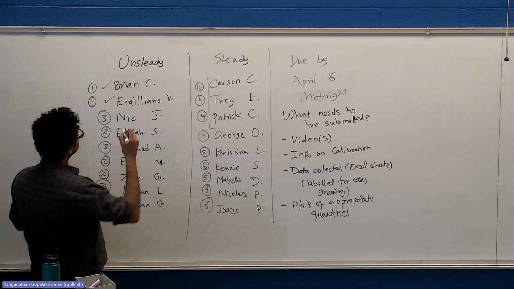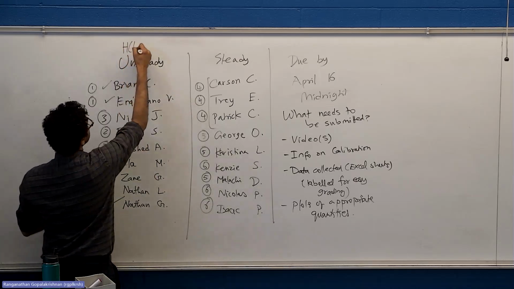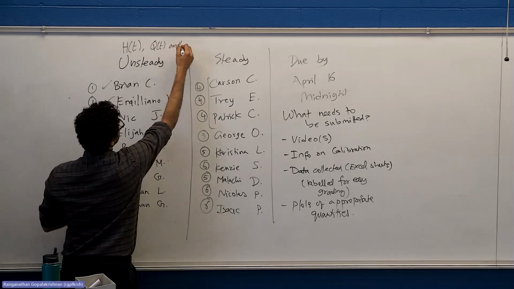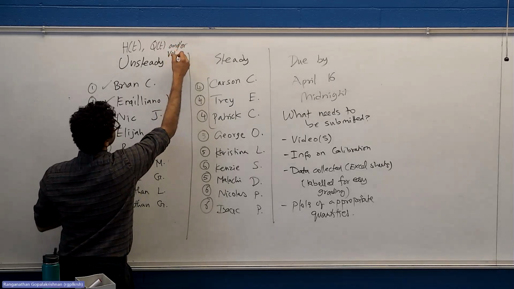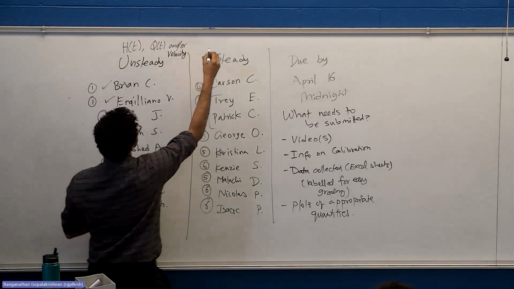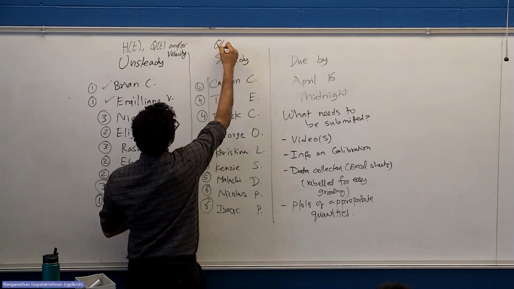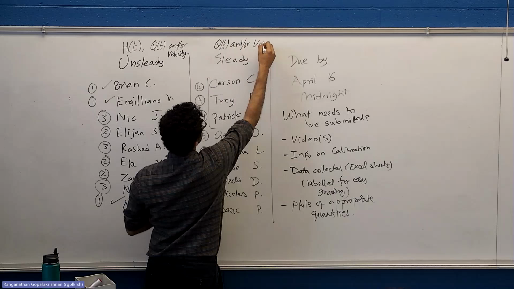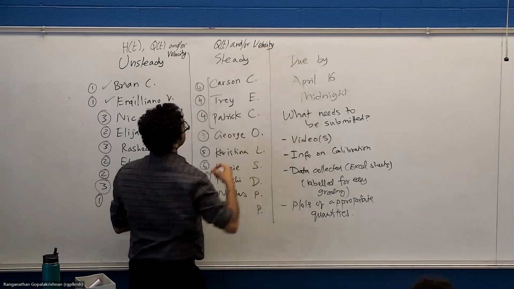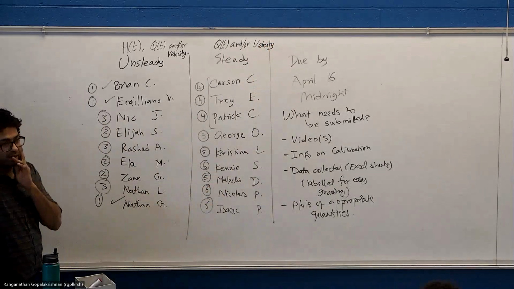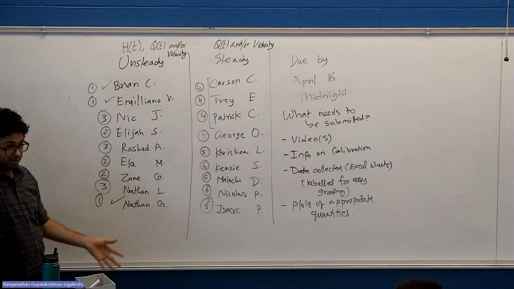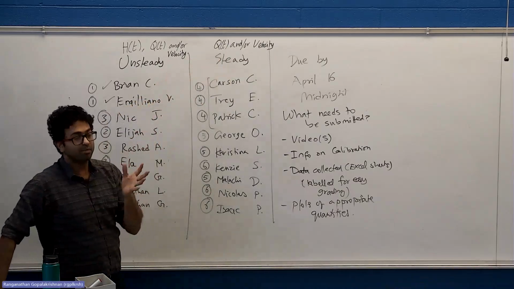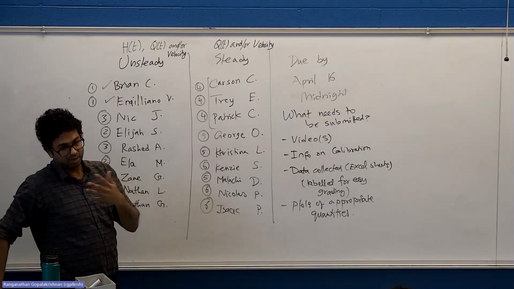So for unsteady, we want to measure h of t and flow rate and/or flow velocity. For steady, we obviously want to know flow rate and/or velocity. It's not so much that you have to do everything, but even if you do, let's say, only flow rate, I want to make sure your methods are sound. That's all I need to know.